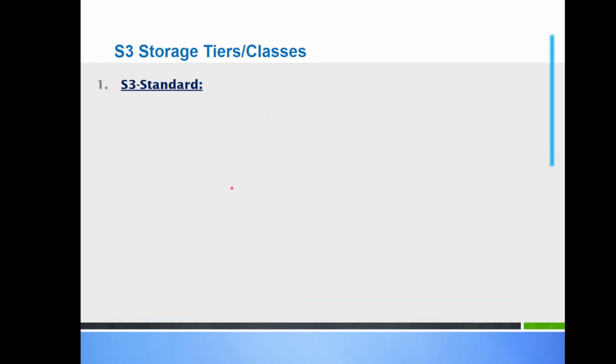Now to tackle this thing, Amazon has given storage classes, category-wise. So how frequently you are using the data, according to that, Amazon will charge you, and they have created different tiers. So first is the standard tier. This is the default tier.